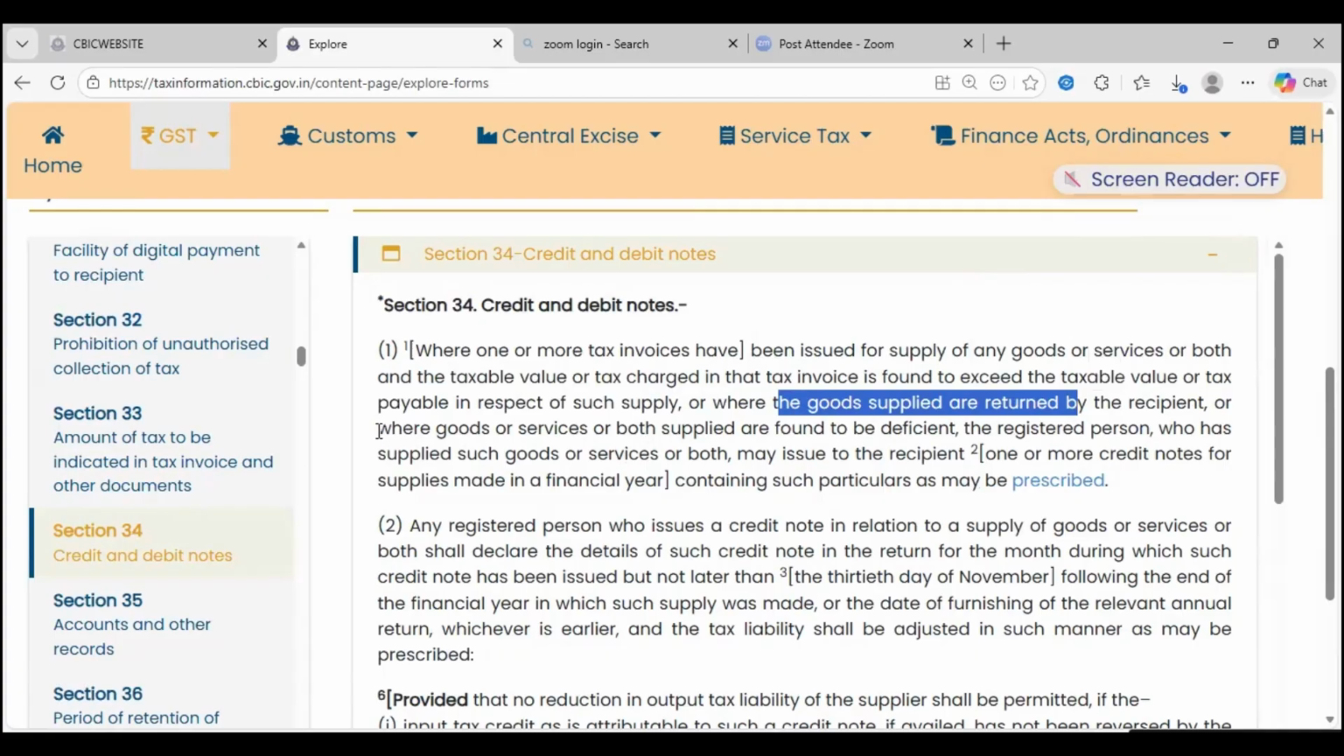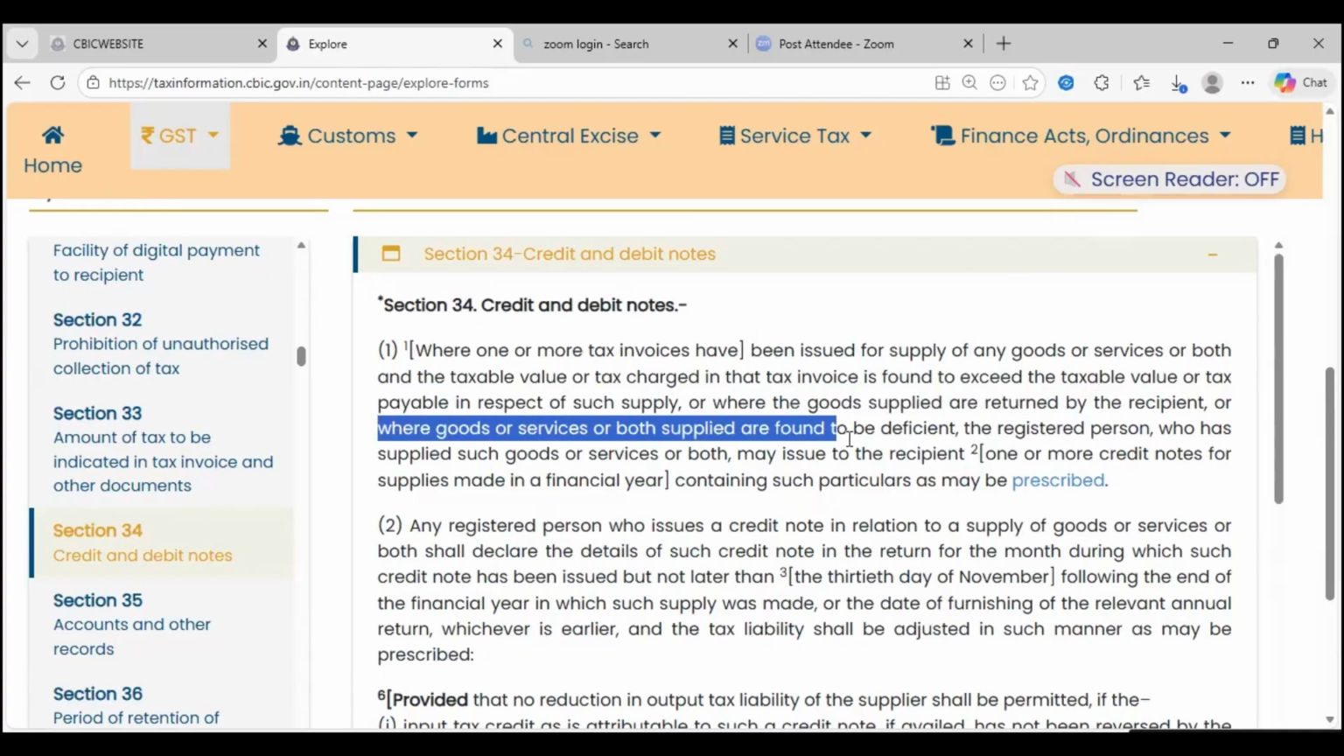Correct? Where goods and services are supplied and found to be deficient. The moment it is deficient. Now, what could be deficient in goods? Sir, I supplied 100 pieces, he received only 95 pieces. That is a deficiency of 5. Services not up to the level of satisfaction are called deficiency.